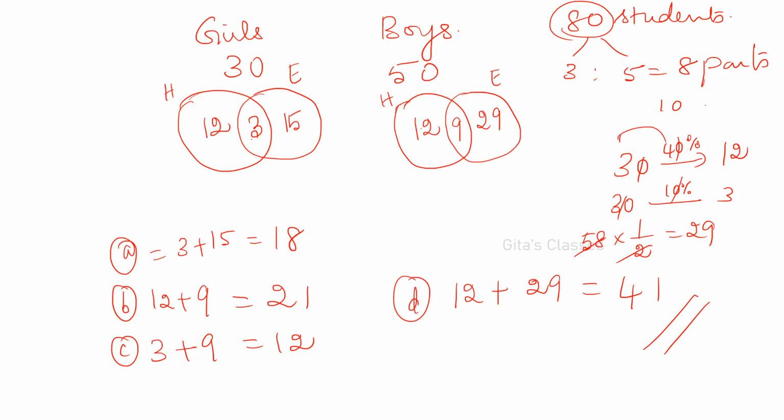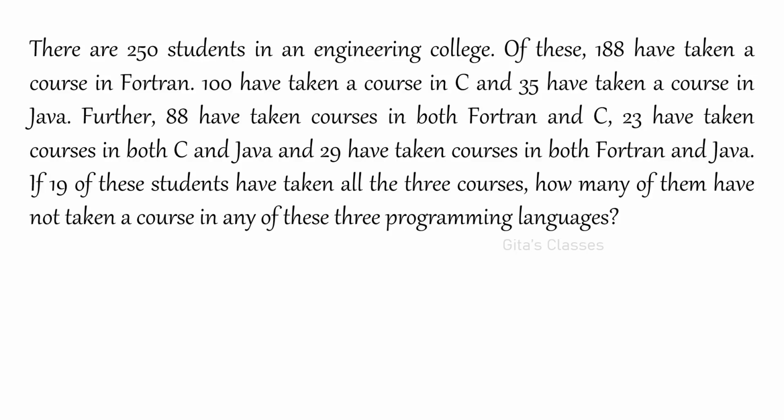Okay. Next, one more question, let us see. These kinds of questions you can expect for 7 or 8 marks. So there are 250 students in an engineering college. Of this, 188 have taken a course in Fortran. Fortran is a language like C. I don't know now whether it is still there or not. So 100 have taken a course in C and 35 have taken a course in Java. Further, 88 have taken courses in both Fortran and C.